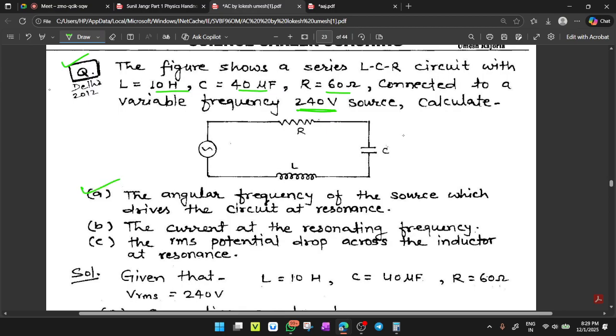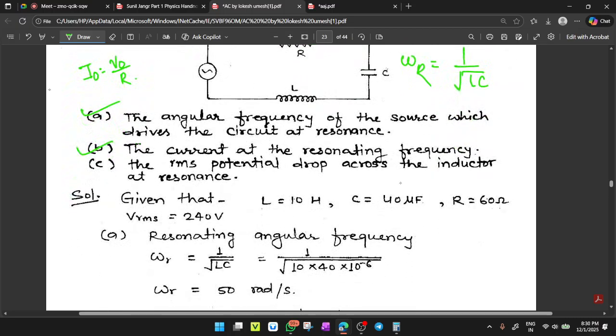Okay, first you have to find the angular frequency omega R, that is equal to 1 upon under root LC. Second, the current at the resonating circuit, so I naught equals V naught upon R. Third, the RMS potential drop across the inductor at resonance.